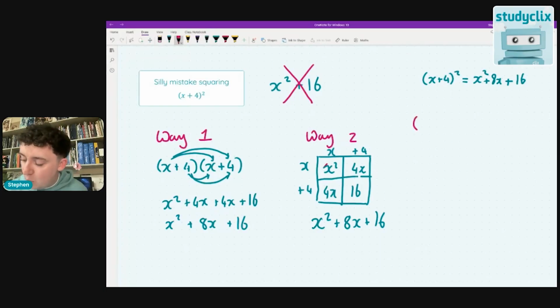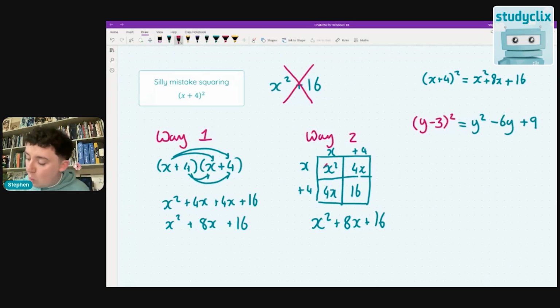So what if we had y minus 3 all to be squared? Well, let's go through it. Let's square the first term, square the y to give me y squared. Square the last. So I'm squaring minus 3, so minus 3 times itself. Minus 3 times minus 3 is plus 9. And I want to double the first by the last. So double the y to give me 2y, and 2y by the minus 3 is minus 6y.